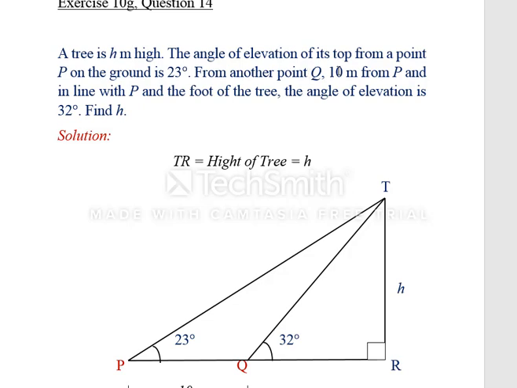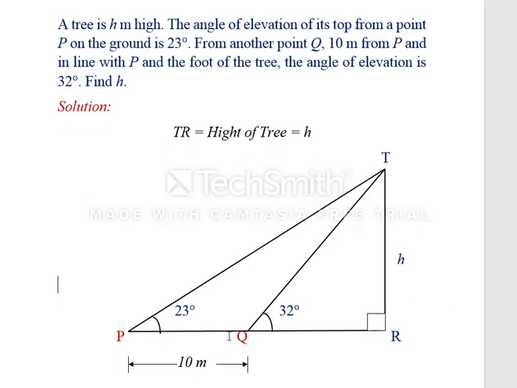From another point Q, 10 meter from P. So this point Q is over here, 10 meter from the point P, in the line of P and on the ground. The angle of elevation is 32 degrees, and from here when we look at the top of this tree, the angle of elevation becomes 32 degrees. So remember, when you go closer to the tree, the angle of elevation becomes larger.